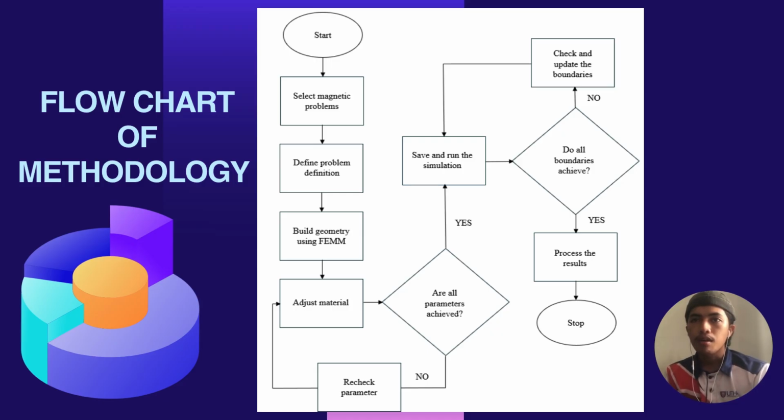If all parameters achieved is yes, we go to the next step, save and run the simulation, and then check if all boundaries are achieved. For the do all boundaries achieve, if no, check and update the boundaries and then go back to save and run the simulation.